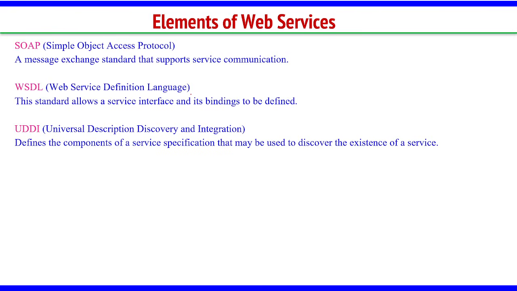So, elements of web services. There are three very important elements for web services to exist and function, right? The first one is SOAP. SOAP stands for Simple Object Access Protocol. And the second one is WSDL, the WSDL file, which stands for Web Services Definition Language, or Web Services Description Language.